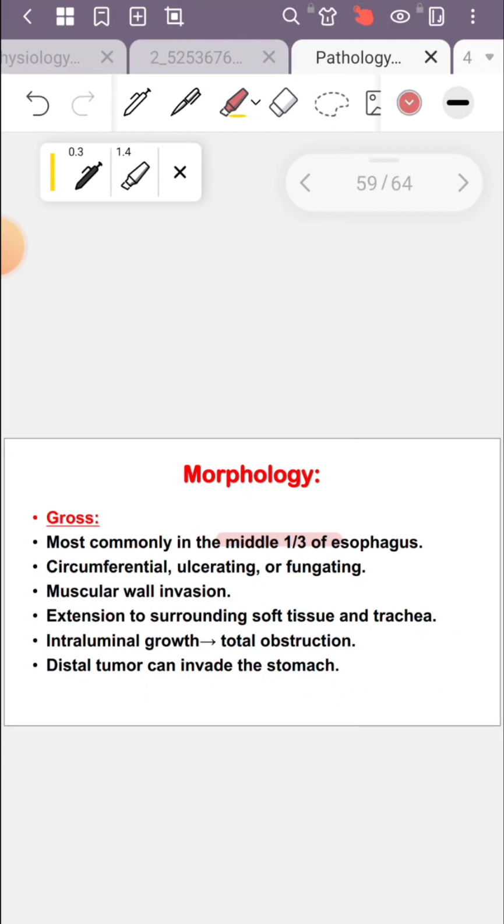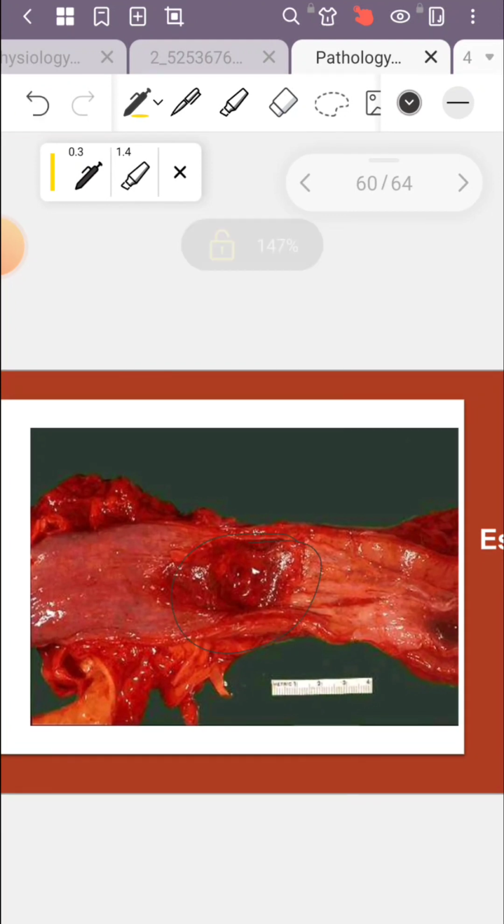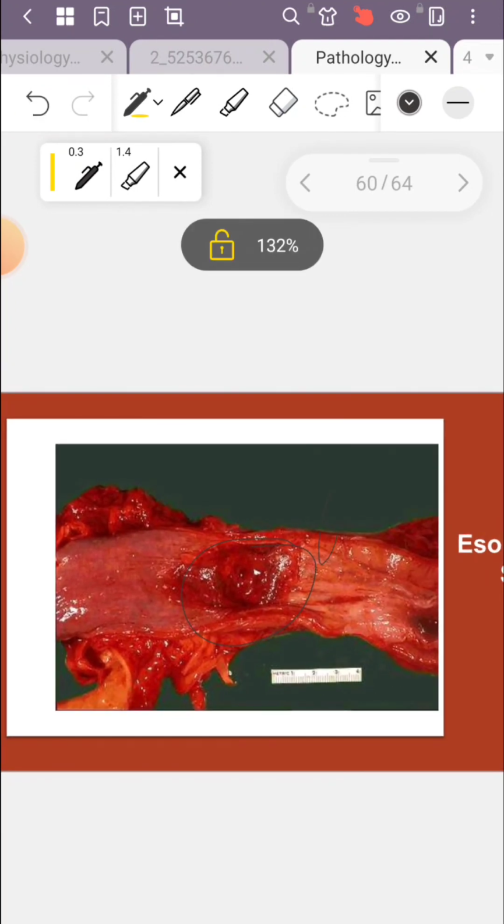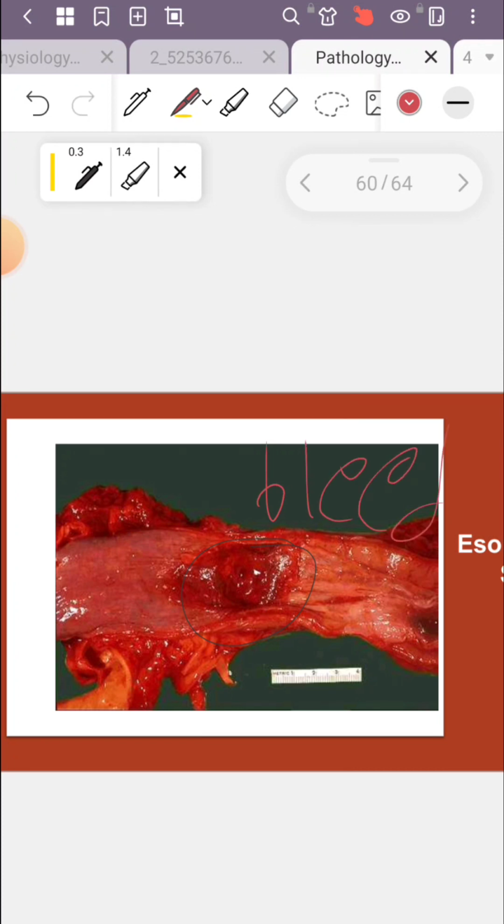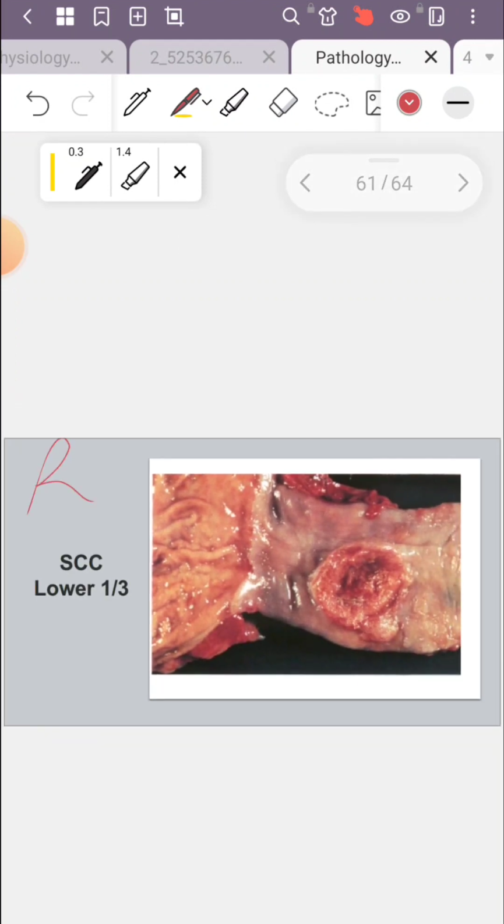tissue, intraluminal growth causing dysphagia and obstruction. Our classical sites, Shabab, in the middle third, fungating mass in the middle third, with central bleeding and irregular borders, squamous cell carcinoma. Another one, squamous cell carcinoma, sometimes can happen. هذا rare، يعني يصير عادة اللور third هو adenocarcinoma.